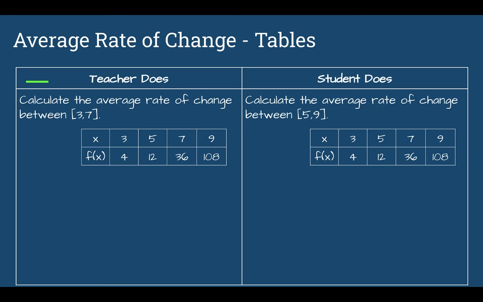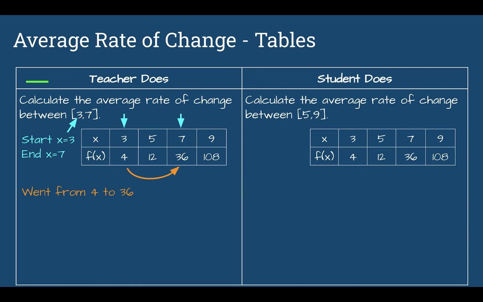The first thing we're going to look at are tables. So we want to calculate the average rate of change for this table between [3, 7]. So remember that bracket is interval notation. It tells us where to start and where to end. So here we're going to start at x equals 3 and end at x equals 7. For a table, you need to find those values in the table. So there's x equals 3, there's x equals 7. The values we're going to use are the f of x values. So from 3 to 7, it went from 4 to 36.